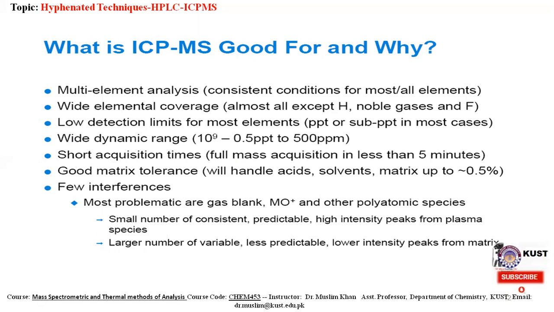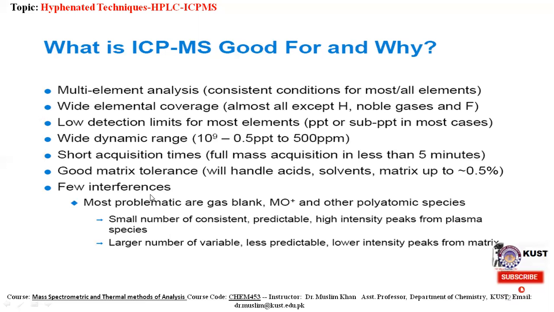Let's say you are scanning for an analyte with a mass range from 5 AMU to 10,000 AMU. The range is quite broad, but a full acquisition takes less than 5 minutes. It also has good matrix tolerance, unlike other mass spectrometric techniques like ESI-MS or EI-MS. Even if you don't clean the sample very well, this technique can tolerate the matrix to a very good level. It will handle acid, solvent, and matrix up to even 0.5%.